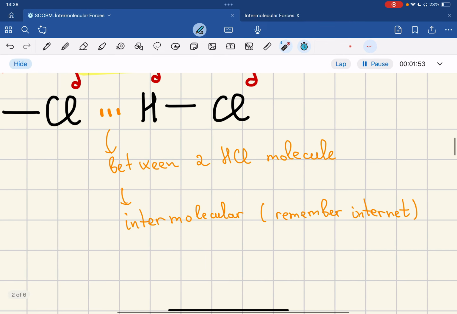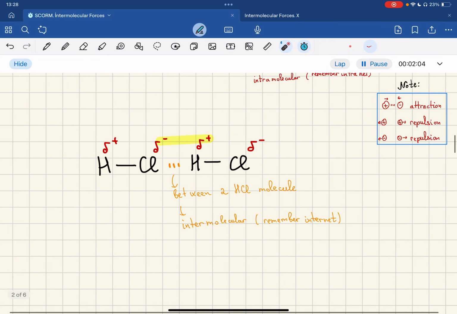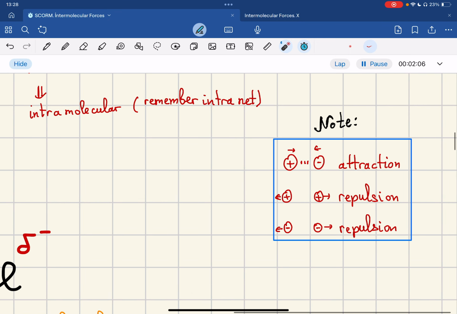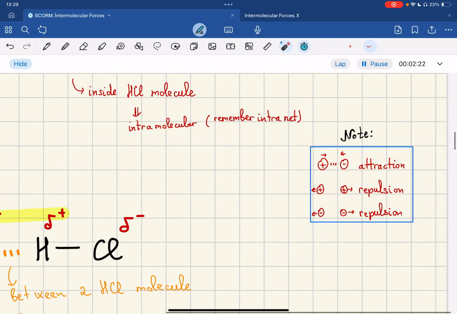So what we say is that this is intermolecular forces. You can remember from ICT lesson, internet means between, intranet means inside, private. Also remember this note that all bondings that we have learned so far, they are between positives and negatives, and they are attraction, because we know that if we have two positive signs or two negative signs, they will repel each other. It's going to be repulsion.